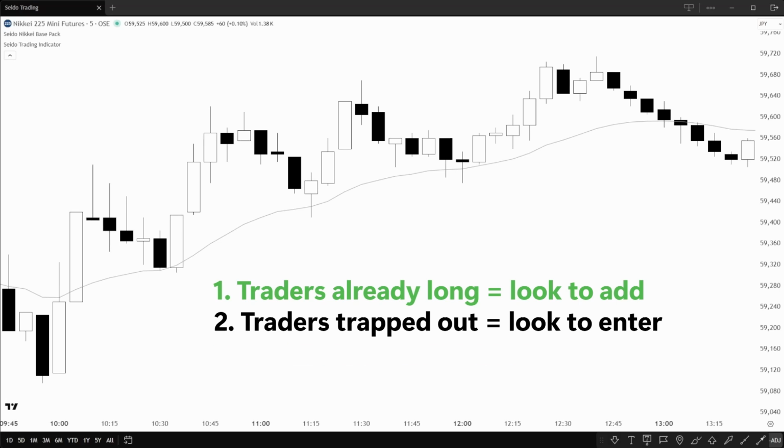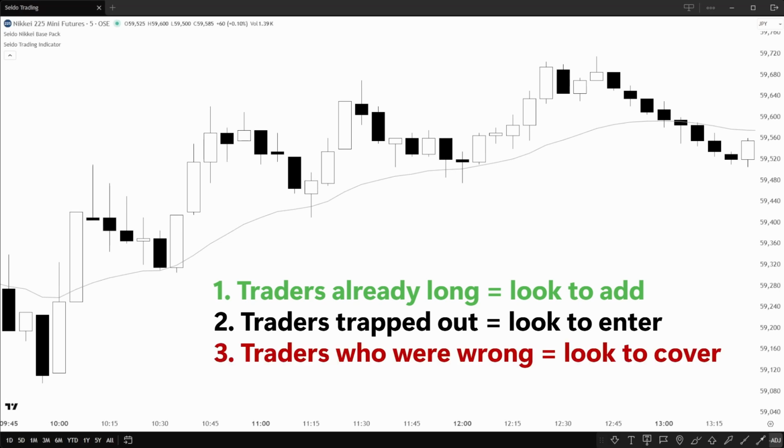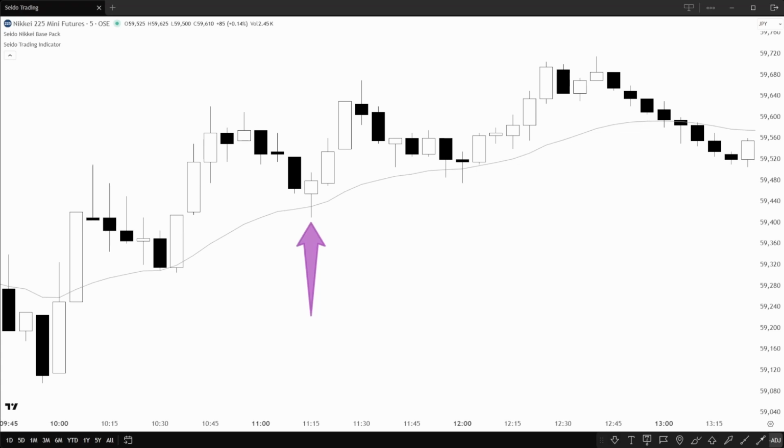The final group of traders are traders who are in a losing position. These are traders who are trapped in the wrong direction. They're looking for any chance to exit for a smaller loss. When the consolidation pattern holds the EMA again, traders who are still waiting are forced to respond.